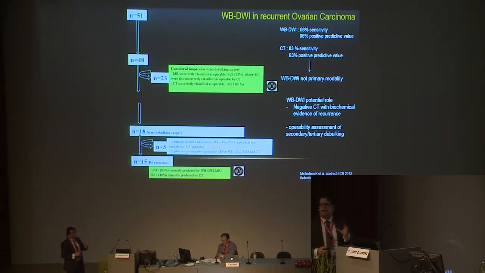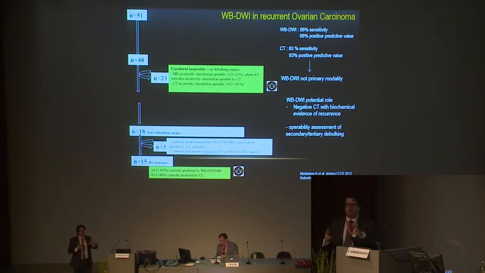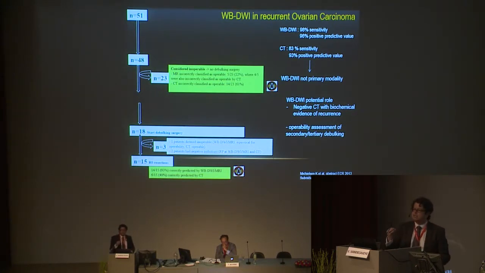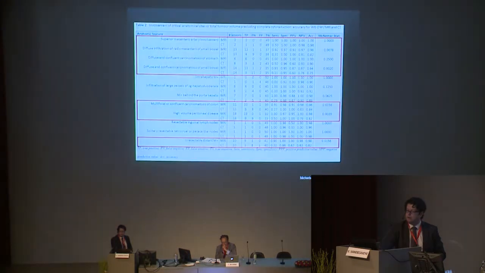What it could do again is helping in the operability assessment, just because of the better overview of the peritoneal disease spread. And especially when you look here, of course, not many patients can go to secondary debulking, but of all the patients going to secondary debulking with recurrent ovarian cancer, 93% or 14 of 15 were correctly predicted to be actually able to reach R0 resection, while CT could only do this in 6 of 15 patients. And of course, we need larger data, but this is a slight indication to the potential value of this second-line technique.